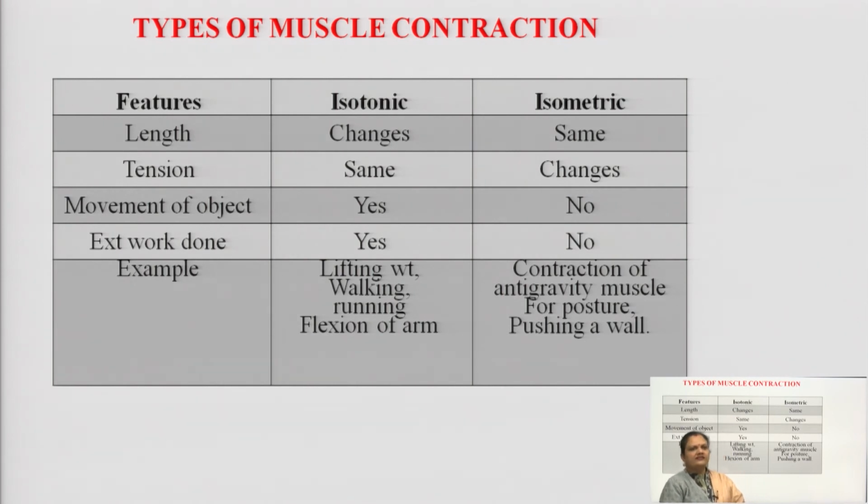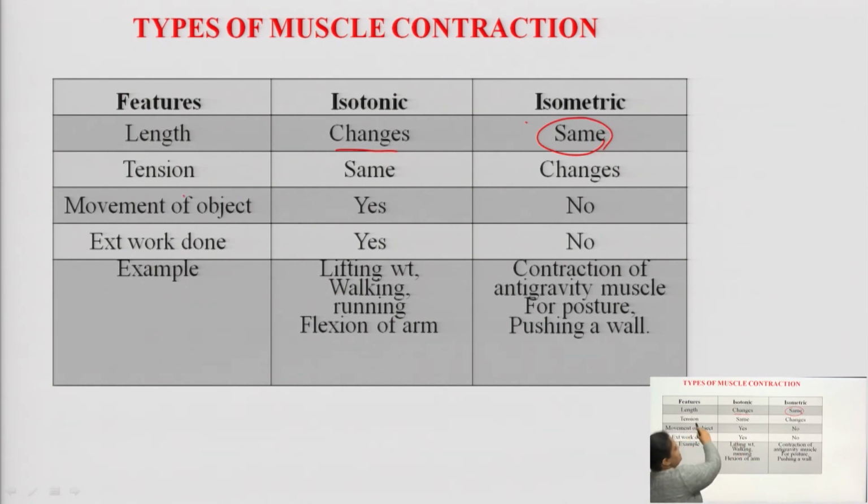In the table you will see there are many types of muscle contraction. In the first row you will see features, after this the isotonic nature of the skeletal muscle, and in the last the isometric nature. The length of skeletal muscle in case of isotonic will change. Iso means same, tonic means tension, pressure. In case of isometric, iso means same, metric is the meter unit of length. So, what is the same here? The length of the skeletal muscle remains the same.